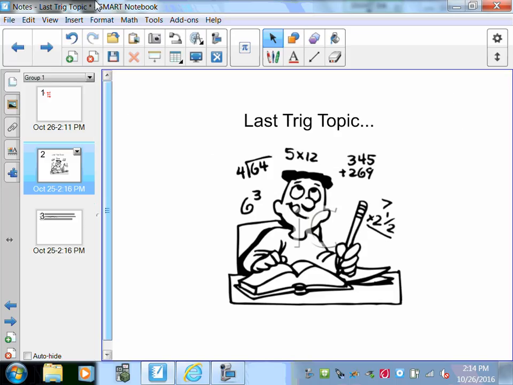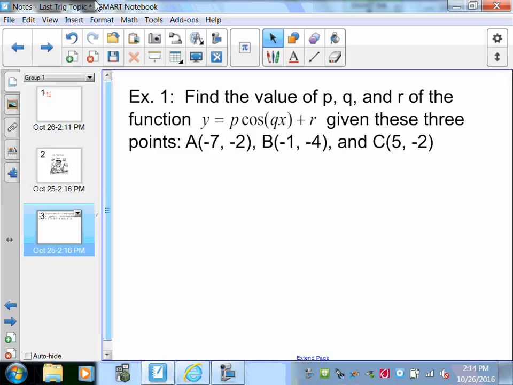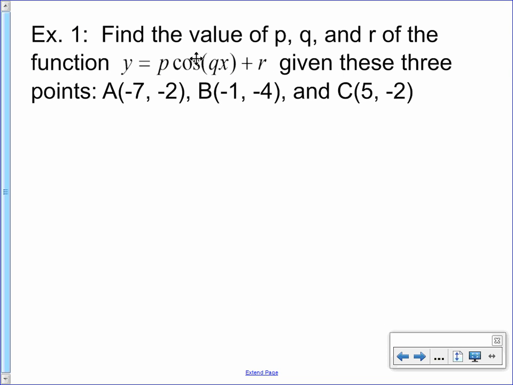All right. Here we go. Find the value of P, Q, and R for the function P cosine QX plus R, given those 3 points.